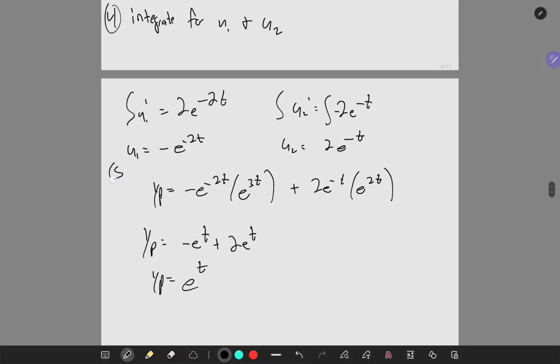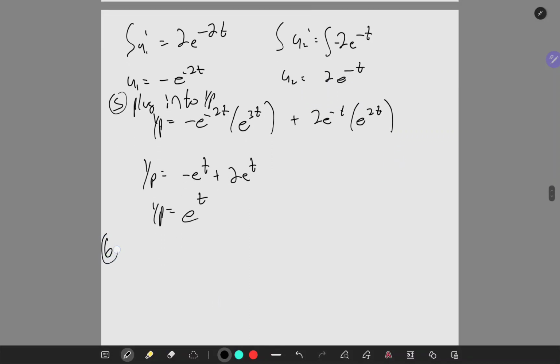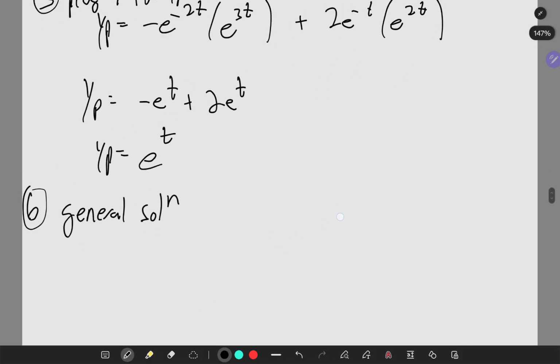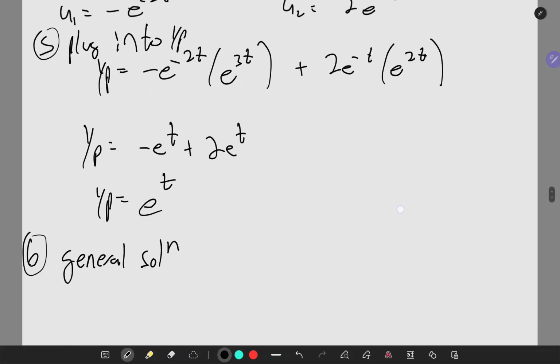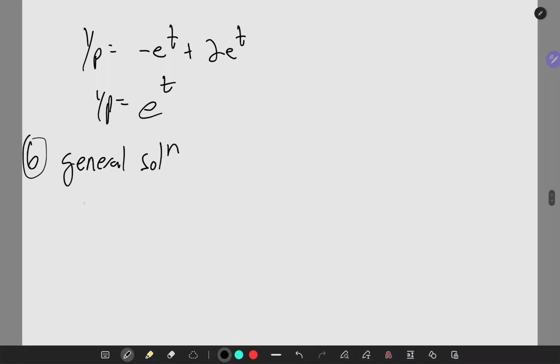Here, I should set step 5. Plug in. Okay. And then step 6, I guess, could be... Now, these steps might be a little different than my last video, because I did that last video like over a week ago. I was busy, but not sure if I follow these steps, but it's the same process. The general solution then would be y sub p plus y sub h. I like to actually do y sub h first. It doesn't really matter.